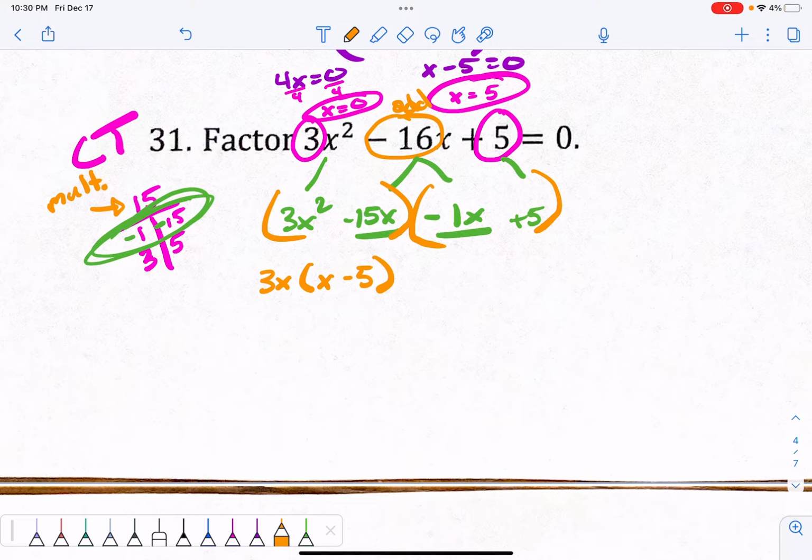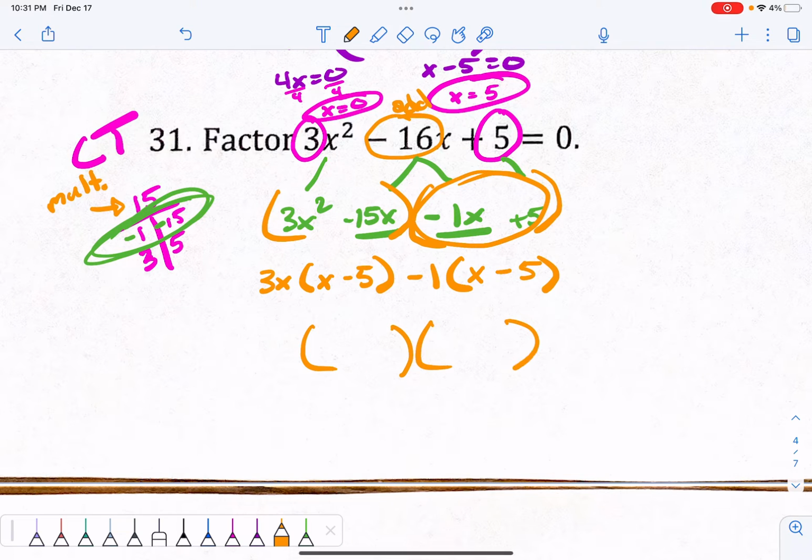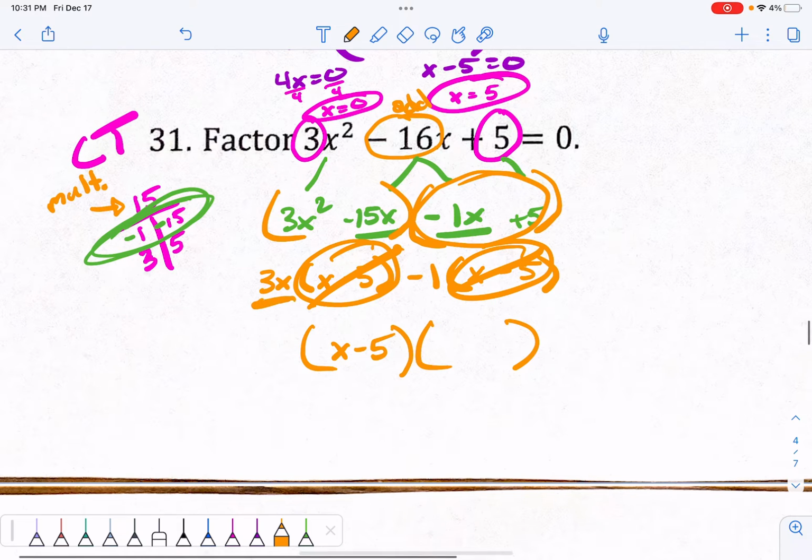And out of the second group, you can kind of notice that this is like negative x plus 5, but I want it to be x minus 5, a positive x minus 5. So I'm going to pull out a negative 1 to flip that to be the opposite sign. So if I pull out a negative 1, I'll be left with x minus 5. And then my final two pieces will be x minus 5. I'm going to yank those guys out. So x minus 5 is one of my pieces, and 3x minus 1 is my other piece.